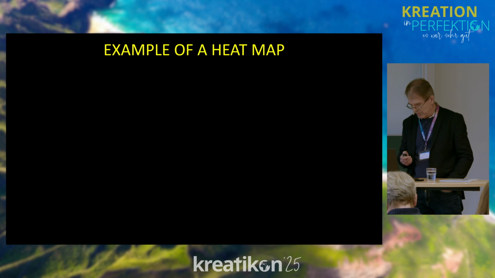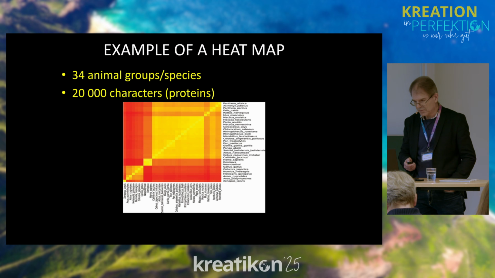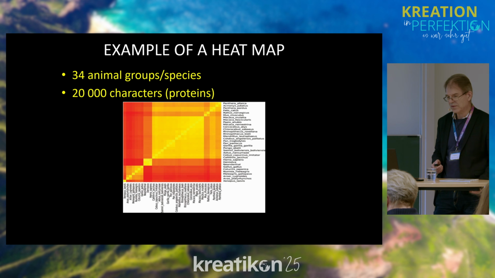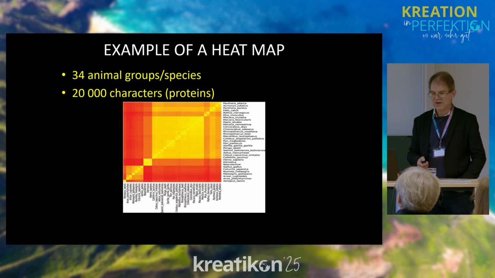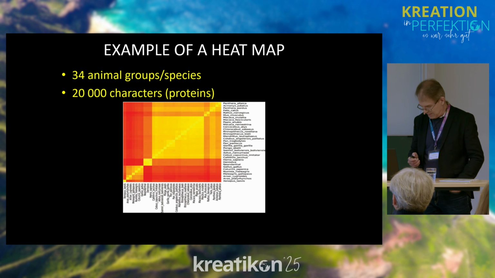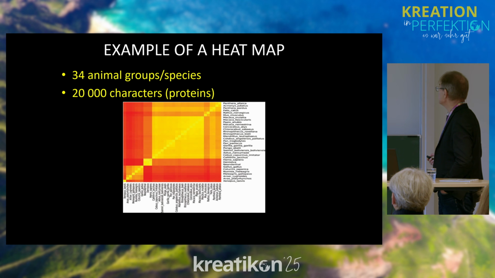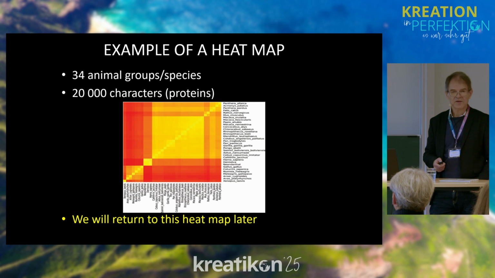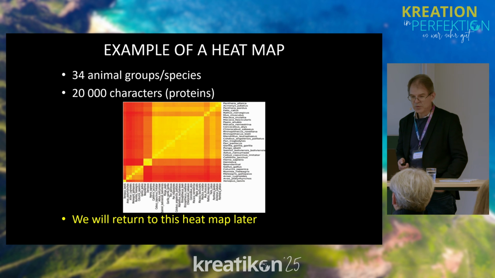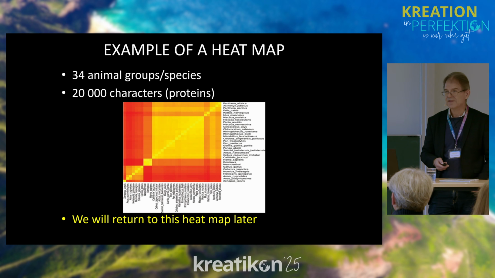So let me give an example of a heat map with a real and much larger data set. It consists of 33 animal groups or species, and instead of 10, we have 20,000 characters, which are really proteins. Here we have modern humans, Denisovans, and Neanderthals. This heat map suggests that humans form their own group. I will return to this example later, but it's very strong evidence for humans being unique using a huge data set. So that was the first goal of baraminology, trying to identify kinds.